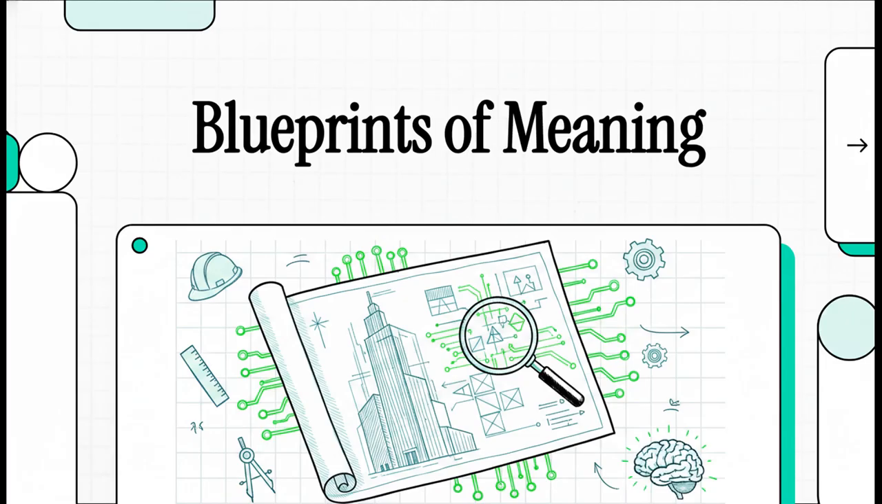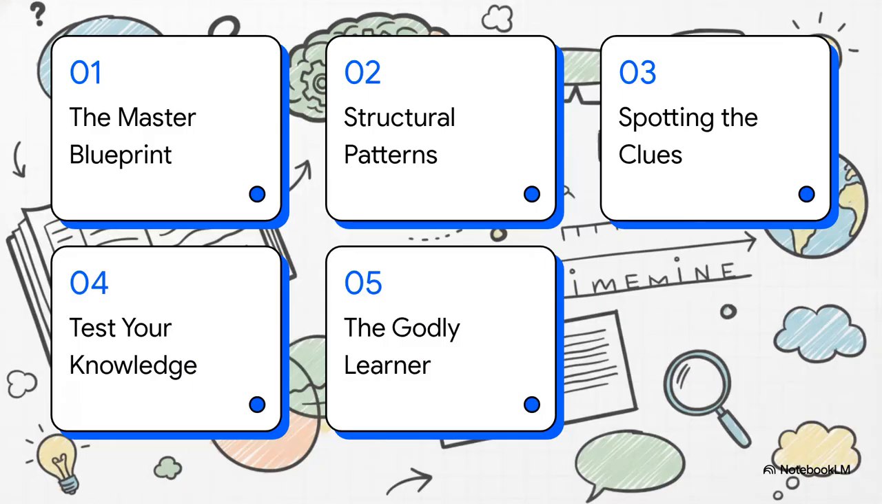Because here's the secret. Every well-written article, essay, or textbook chapter has a hidden structural blueprint. And once you learn to see it, reading literally goes from being a frustrating chore to an absolute breeze. So let's get started. Here is our agenda for today. First, we'll look at the master blueprint, then 5 structural patterns, followed by spotting the clues. After that, we'll test your knowledge, and finally, wrap things up with the godly learner.